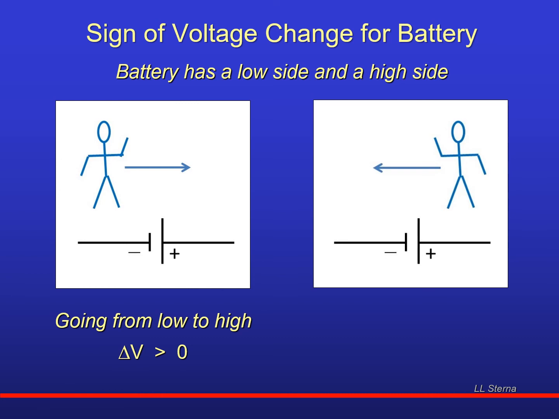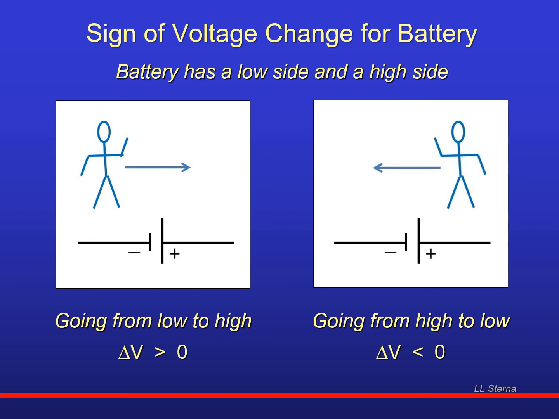Now, what if you have the same battery, the same high side, same low side, but you're going the other direction? You're going from right to left. You're stepping, so to speak, from the high side to the low side. Therefore, your delta V is less than 0. It's going down. Again, if that's a 12-volt battery, you go from the high to the low, your delta V would be minus 12 volts.